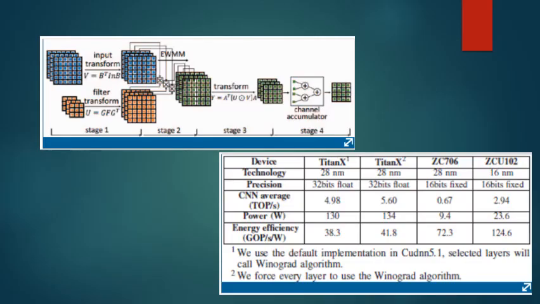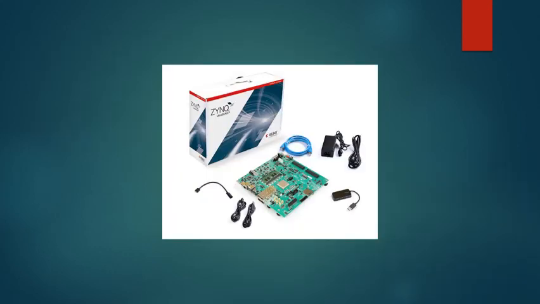So here we can see some of the results from the Titan X and the FPGA system that was tested in the research that I mentioned. And I think that FPGA is a promising field in the development of neural networks. And I think that it is important to focus on this, and in the future there will be more advances.